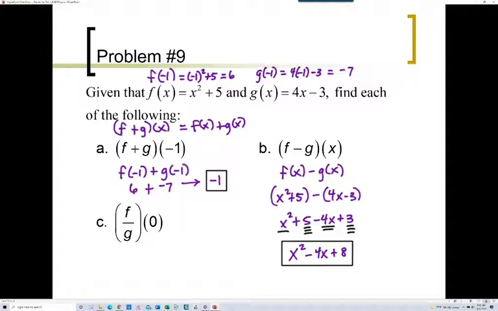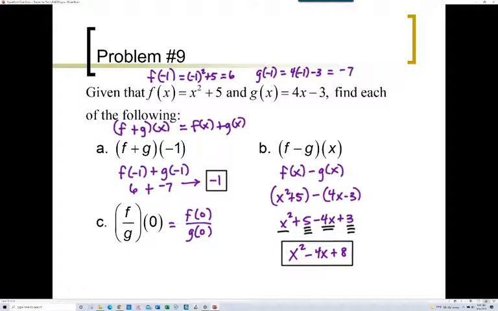On letter C, we have f divided by g of 0. Well, by definition, this is f of 0 over g of 0. If this had been f divided by g of x, it would have been f of x over g of x. The only difference is the 0.